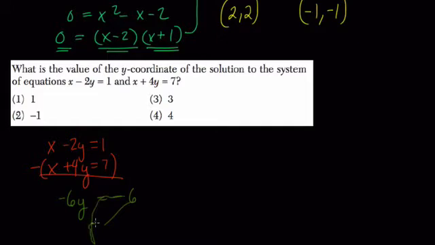And y is equal to, oh boy, this pen's not working. Try to fix it. Okay. So y equals, divide both sides by negative 6, and y equals positive 1. So that's the answer. They meet at a point where y is 1. Choice number 1.